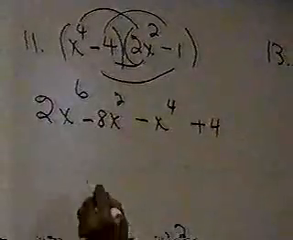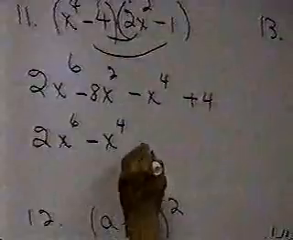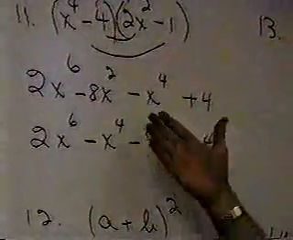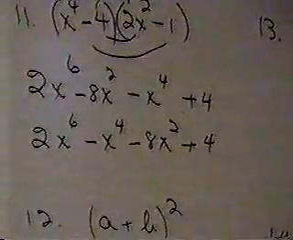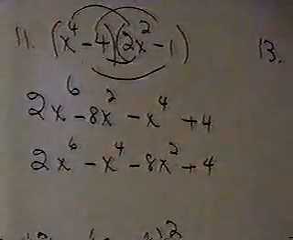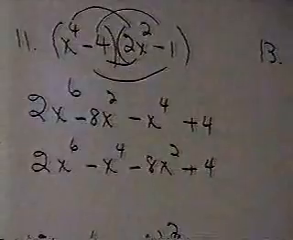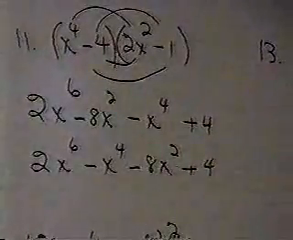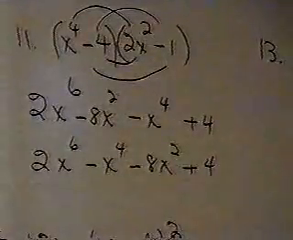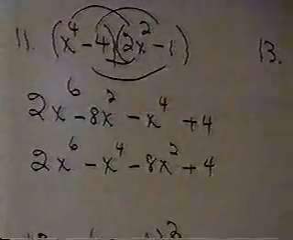Now, normally, in the back of the book, you're going to see this answer with the powers in descending order. But this answer here was correct. Okay, it's not wrong. All right, first times first, last times the last, inside plus outside. That's the FOIL method. That's for binomials. First times first, last times last, inside plus outside.